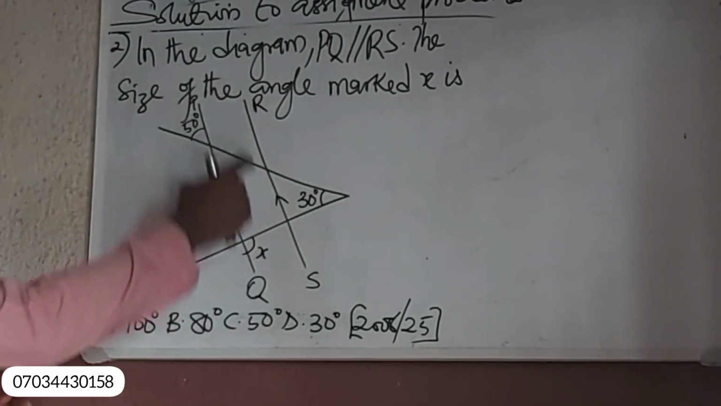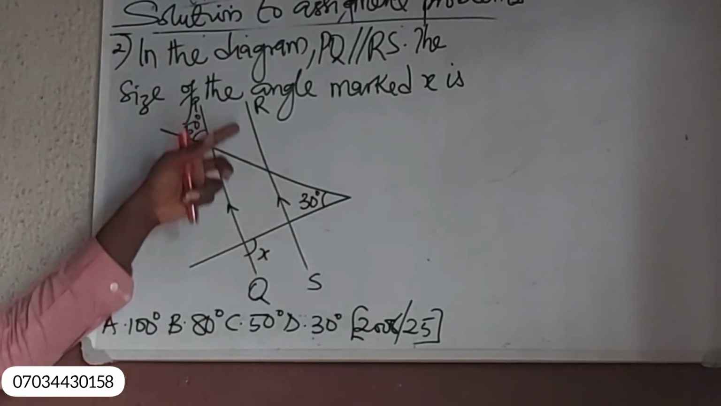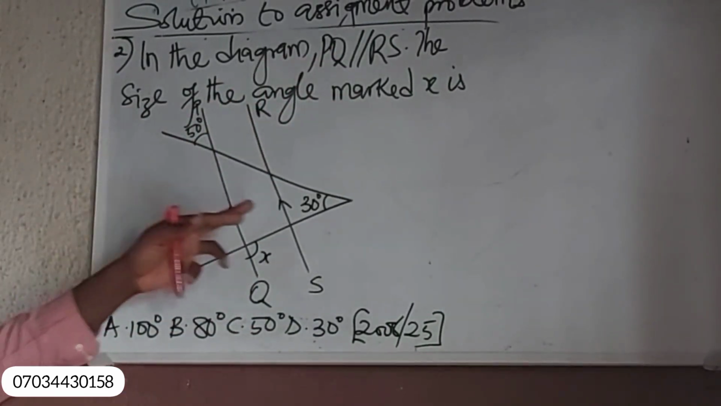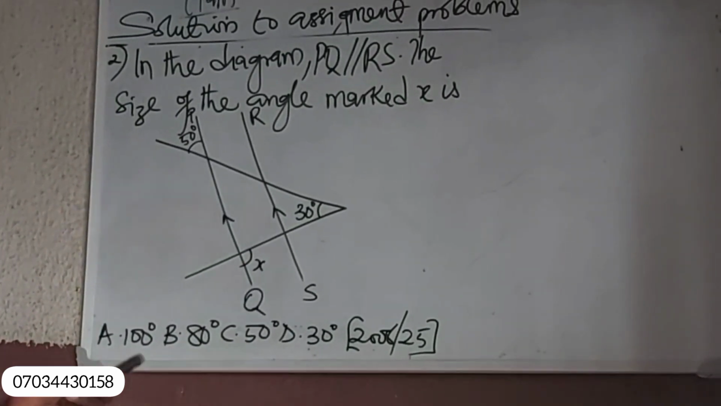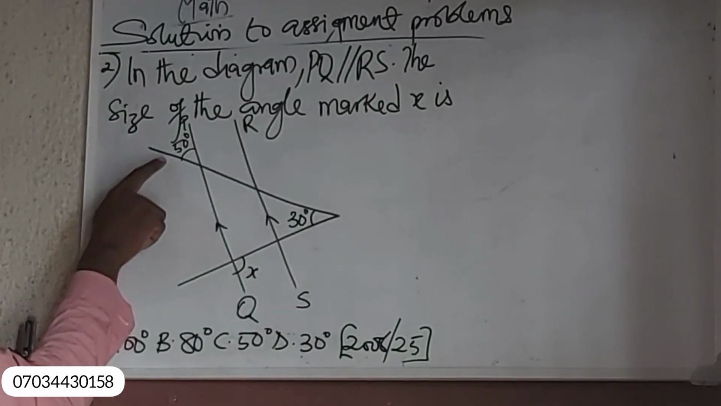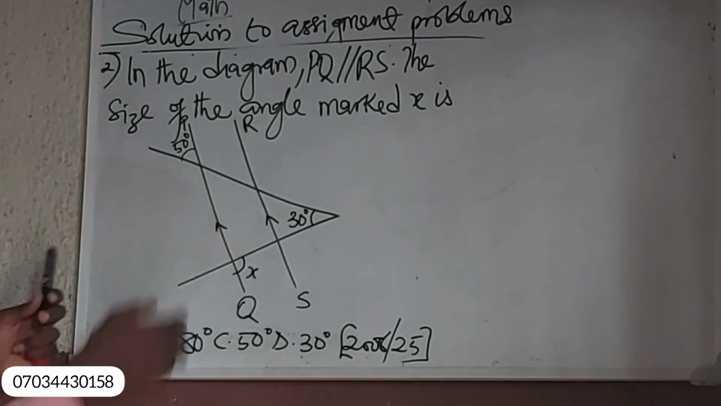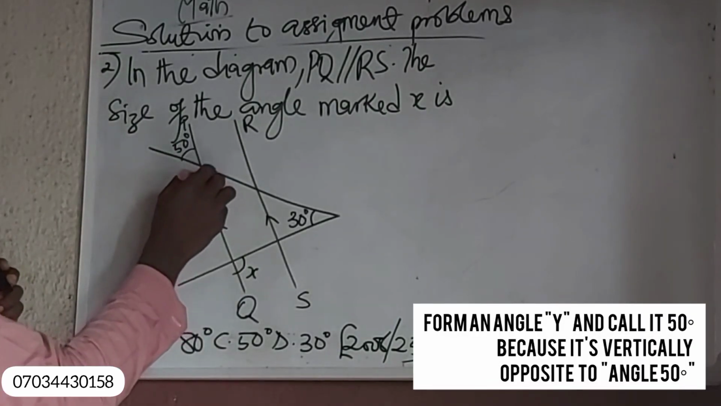Oh, these two lines are parallel. That's PQ and RS. They are parallel, and we are looking for the angle x. So, what do we do? Now, let's bring this angle inside here first.